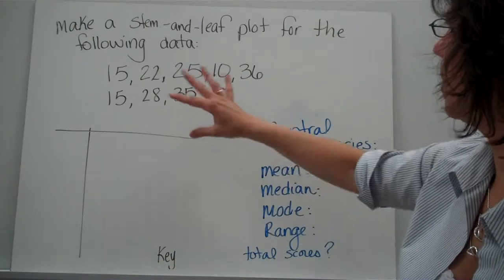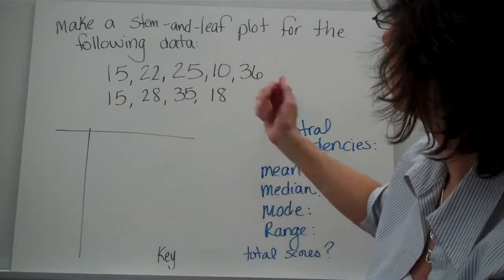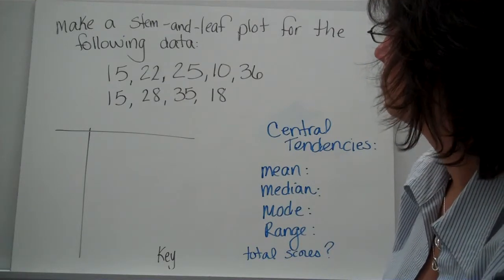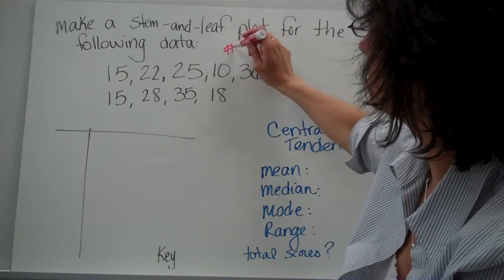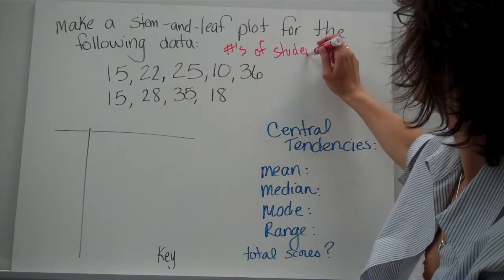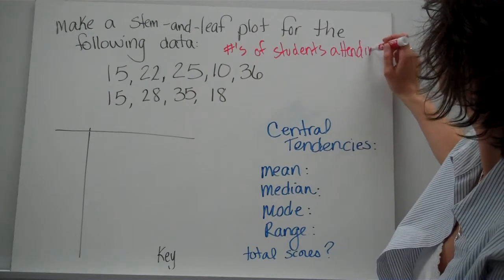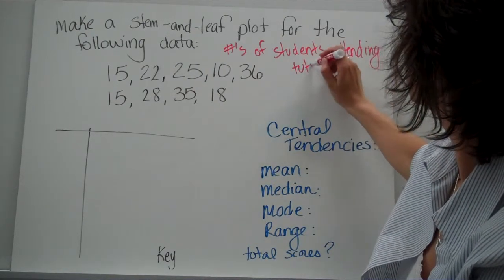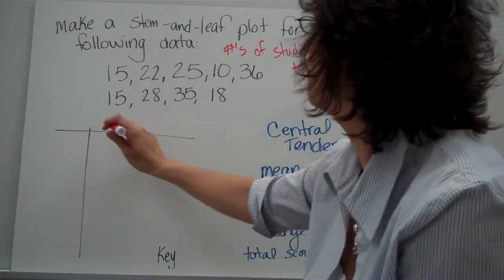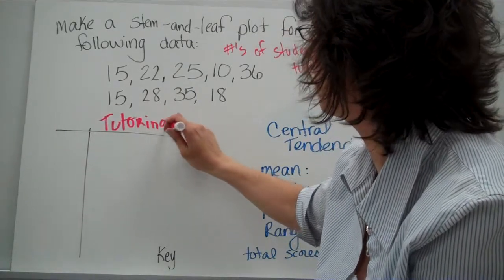All right, so looking at all of this data, we need to know, I don't think I put up here, did I? What kind of data could this be? Well, what about numbers of students attending tutoring? That sounds logical. All right, we need to have a title, so let's go ahead and put tutoring numbers. Of course, you can create your own.